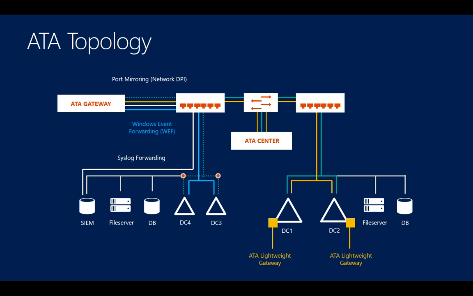Before we get started with this, we'll have a quick overview of ATA topology. As you can see in the middle of this picture, there is an ATA center. That center will receive data from the gateway. The gateways are capturing the actual data required by ATA, which is a few event logs, but most importantly, the network traffic going to and from the domain controllers. You can have a standalone gateway that will get the traffic through port mirroring, or you can have a lightweight gateway that will be installed directly on the domain controller and will gather the local traffic.